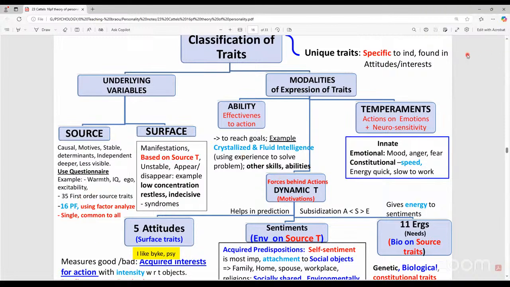So now the surface traits are observable, but they are unstable.